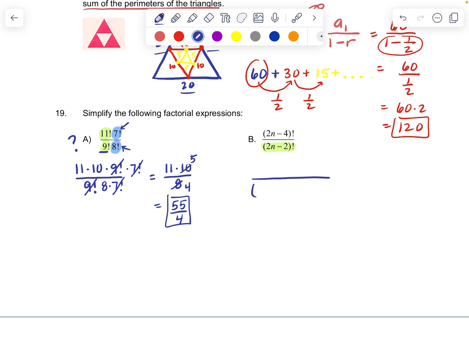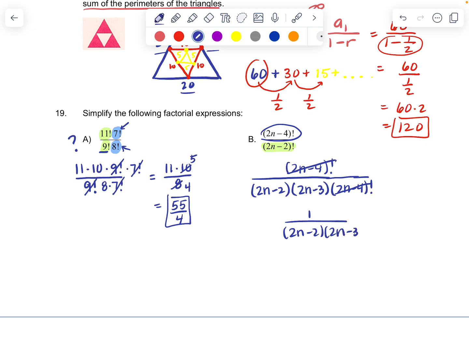So 2n minus 2 factorial is 2n minus 2 times... Right, now subtract 1, you're going to get 2n minus 3 times, subtract 1 more, you're going to get 2n minus 4. Now look, why am I going to stop here and put a factorial on it? Because there's a 2n minus 4 factorial on the top that, if I stop, it will cancel out. Now here, I'm going to cancel these guys out. What's left over? Well, there's a 1 on top, and there's a 2n minus 2 times a 2n minus 3 on the bottom. Okie dokie.